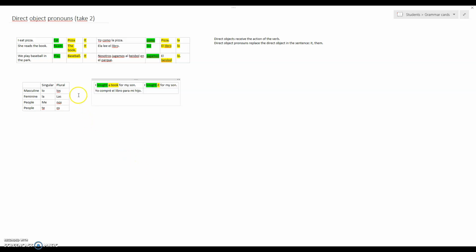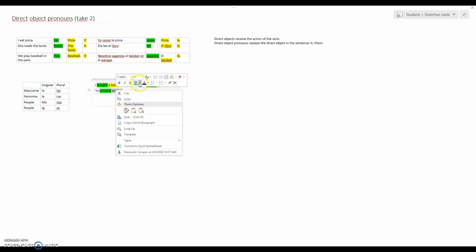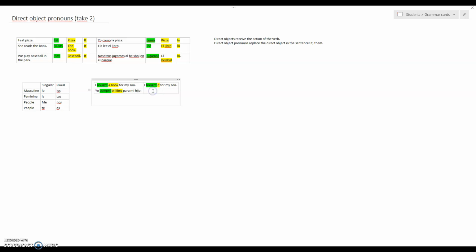Okay, so again, we're going to use verbs green, compré, green, compré. And then what did I buy? I bought a libro, right? That's the direct object in yellow. All right, and then I'm going to give you that same sentence again using a direct object pronoun.